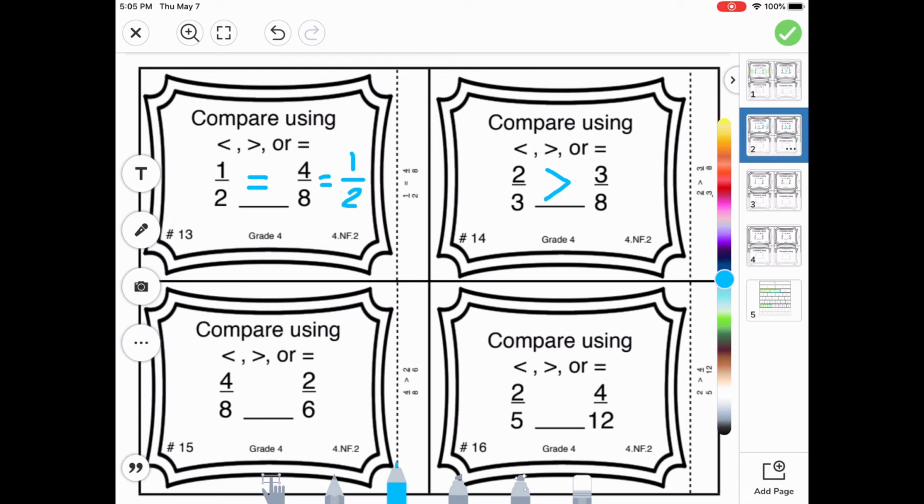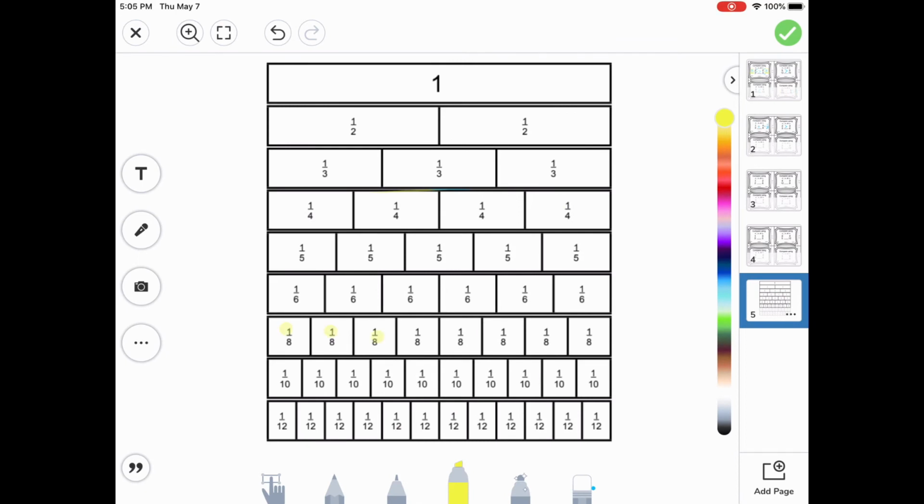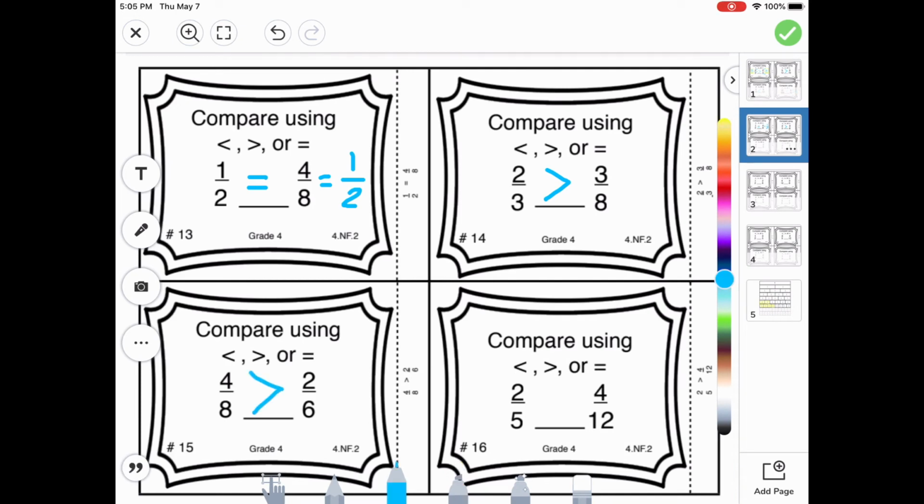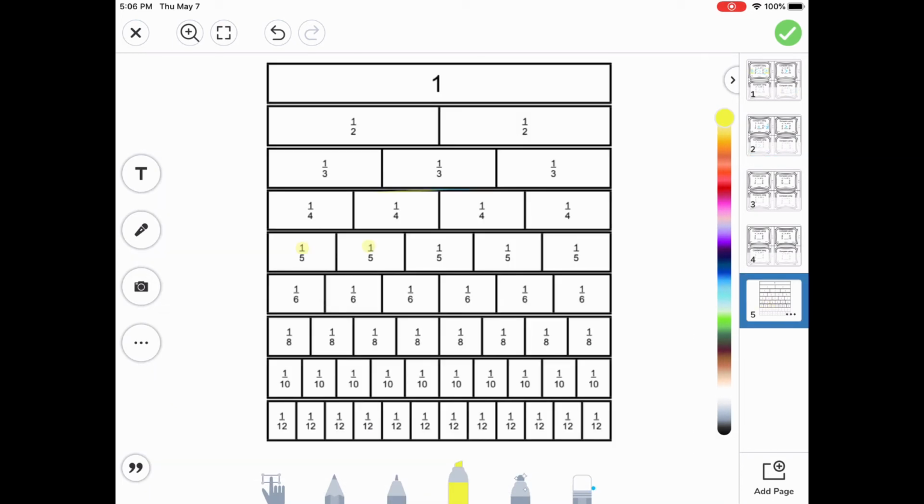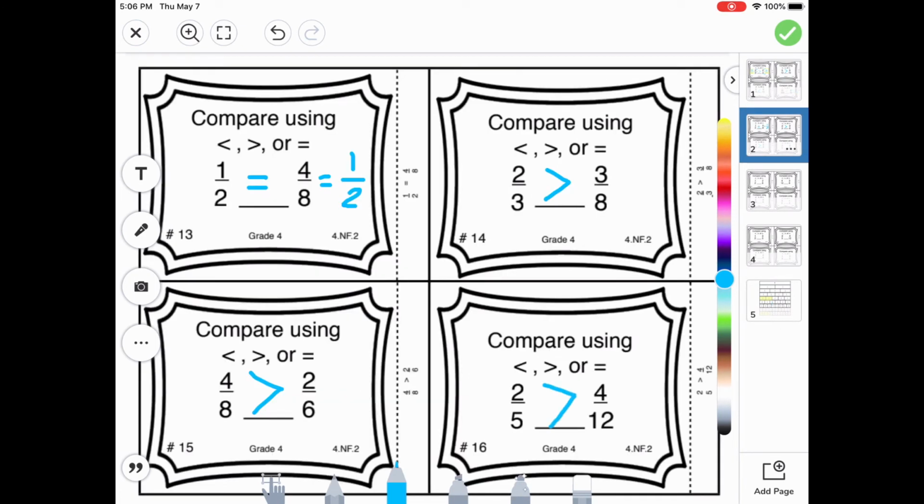The next problem, I have 4/8 and I have 2/6. So when I go to shade these in, I can see that 4/8 is greater than 2/6. On the next problem, 2/5 and 4/12. Whoa, those are really close to each other. But it looks as though 2/5 is just a little bit more than 4/12. So 2/5 is greater than 4/12.